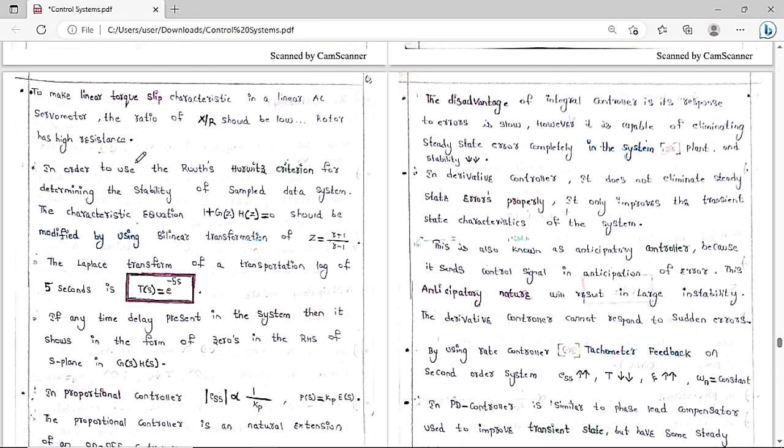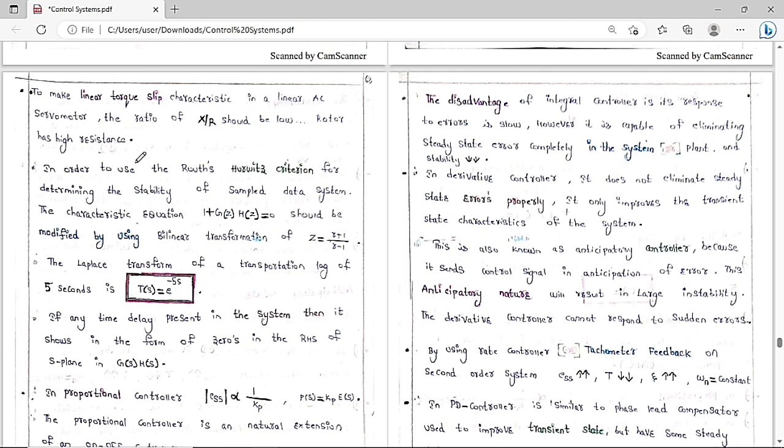Whenever we compare the induction motor and the servo motor, the X/R ratio of the induction motor is larger when compared to the X/R ratio of the servo motor. Therefore, we can say for the servo motor, the X/R ratio is very, very less. It has low inertia, meaning less diameter but large length. So to make the linear torque slip characteristics in the case of the servo motor, the ratio of X/R should be low, which indicates that the rotor has high resistance when compared to rotor reactance.